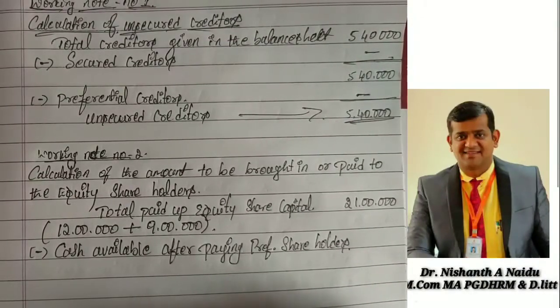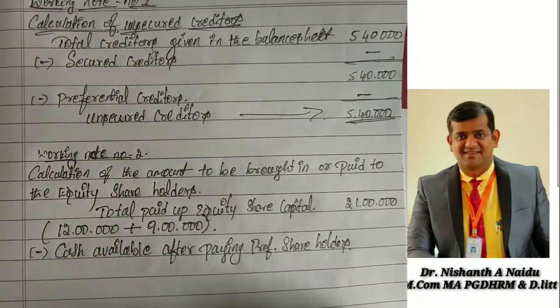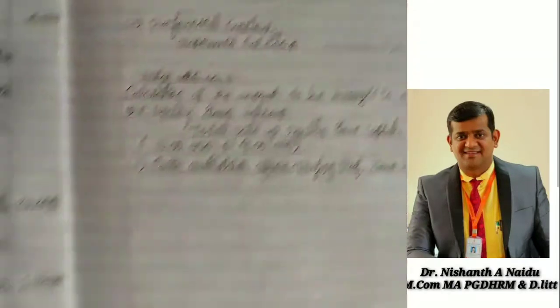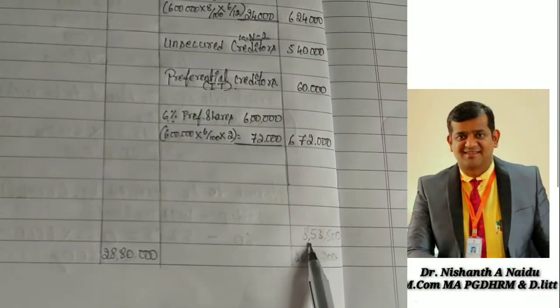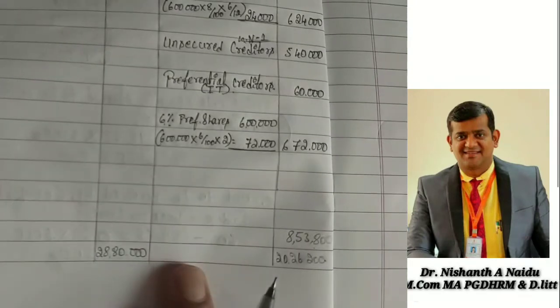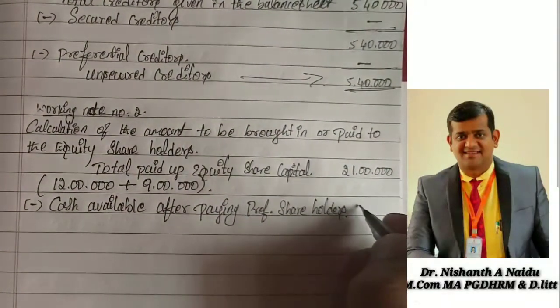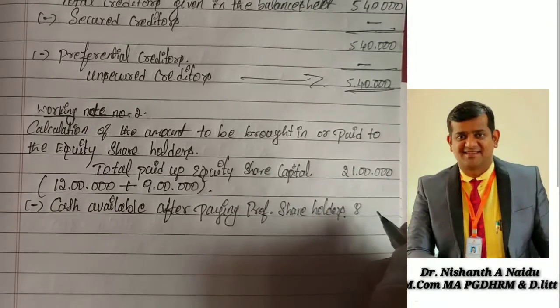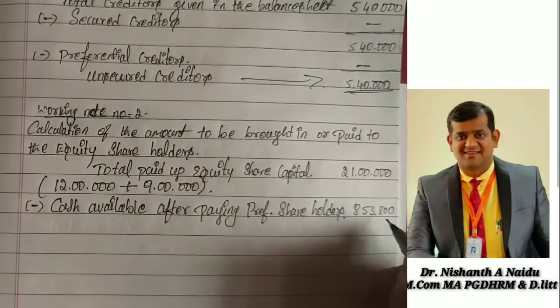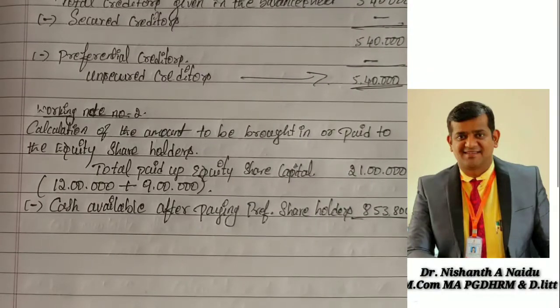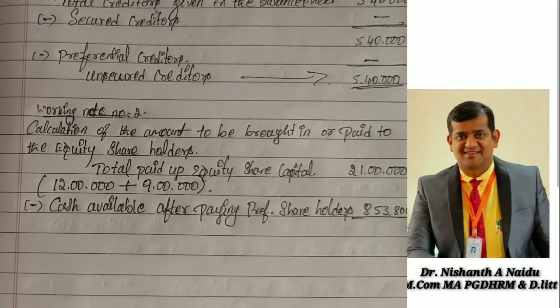So how much we have, the amount after paying preference shareholders? 8,53,800 rupees. So the balance which we got here, 8,53,800 rupees, clear? So that is, I'm going to deduct. So 21 lakh minus 8,53,800 rupees. So now deduct. How much you will get? 21 lakh minus 8,53,800. So the balance is 12,46,200.